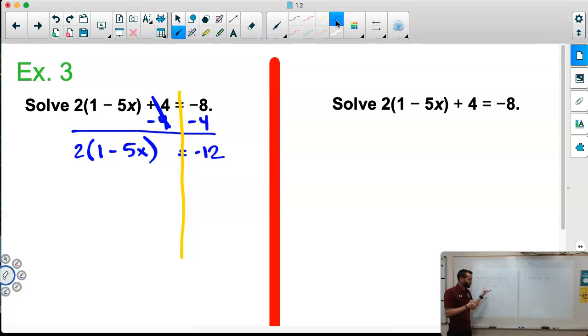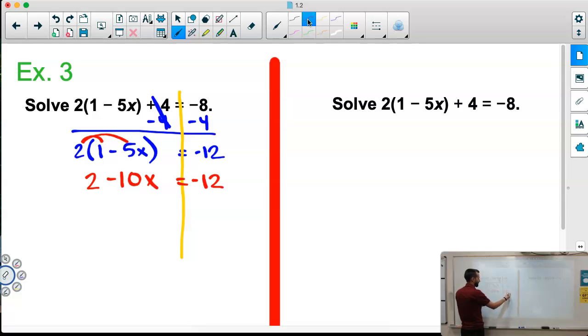Now there's two ways to approach this. One way is I can choose to do the distributive property, which is what I'm going to do, or I could do something else on that side, and I'll show you that. So distributive property. Now I've got 2 minus 10x equals negative 12. Then I want to isolate my variable, so I'm going to move my 2 over. Negative 10x equals negative 14. And then I'm going to divide by negative 10.